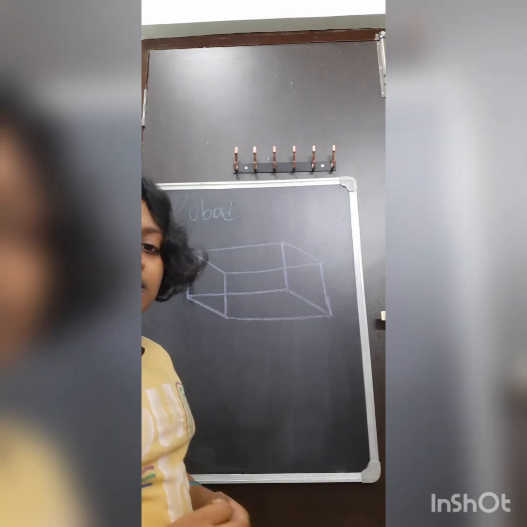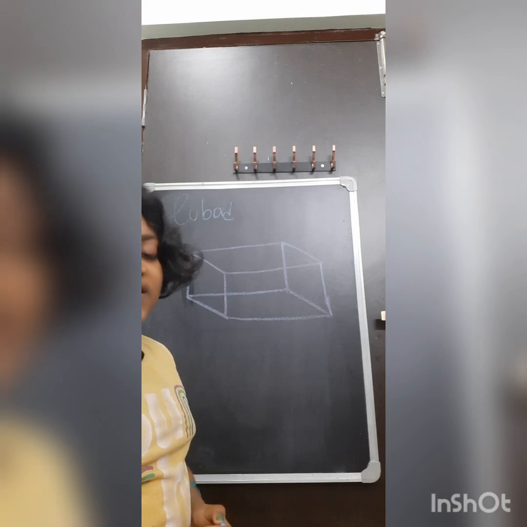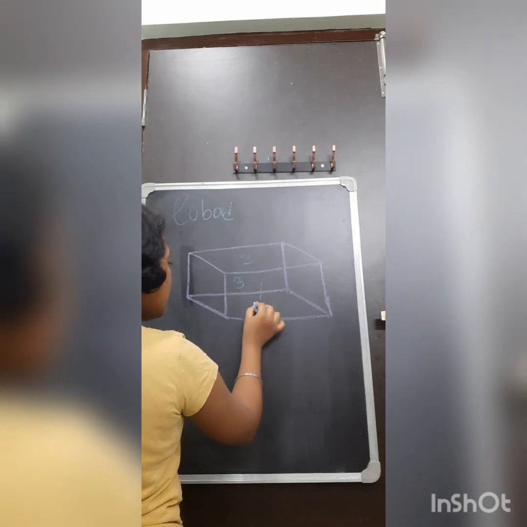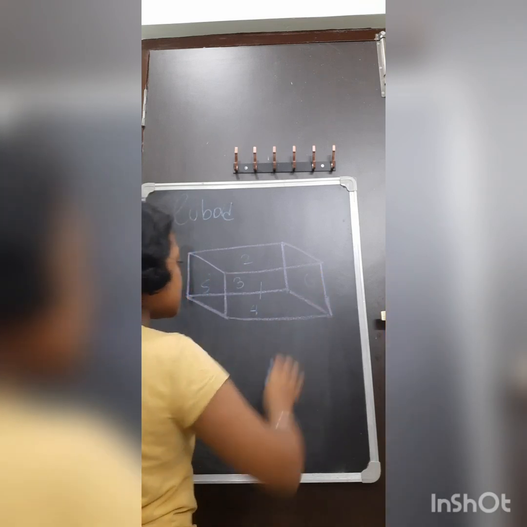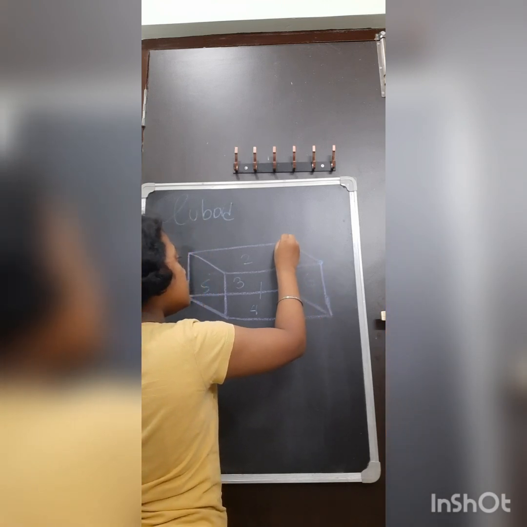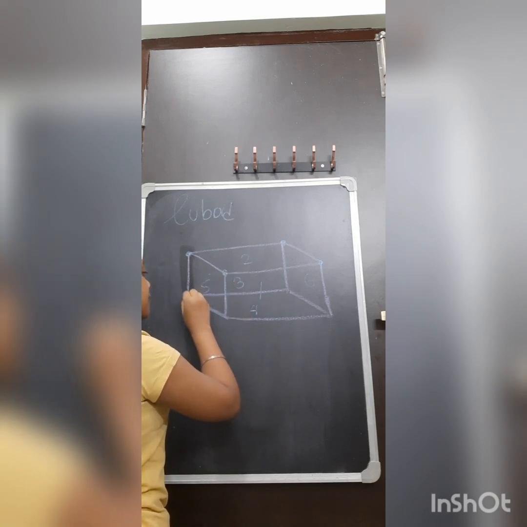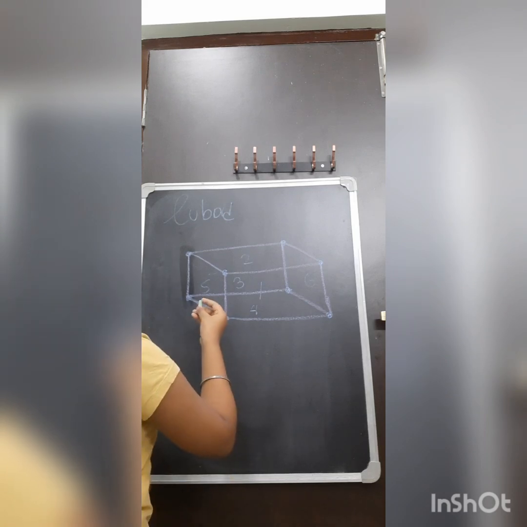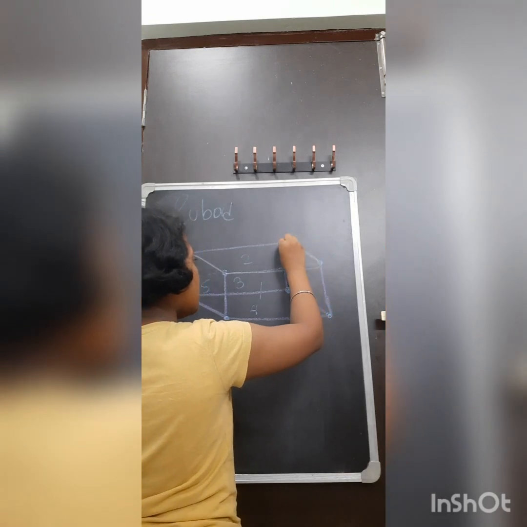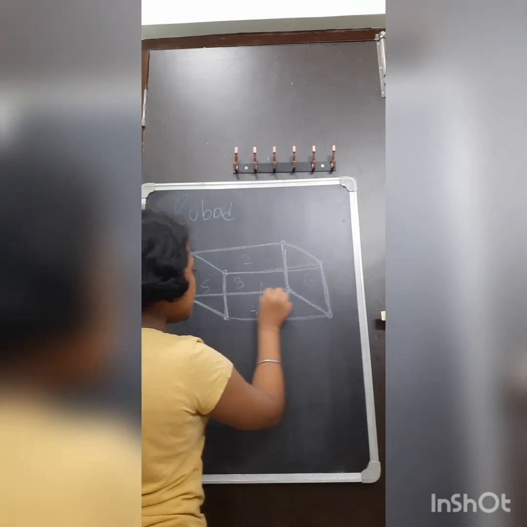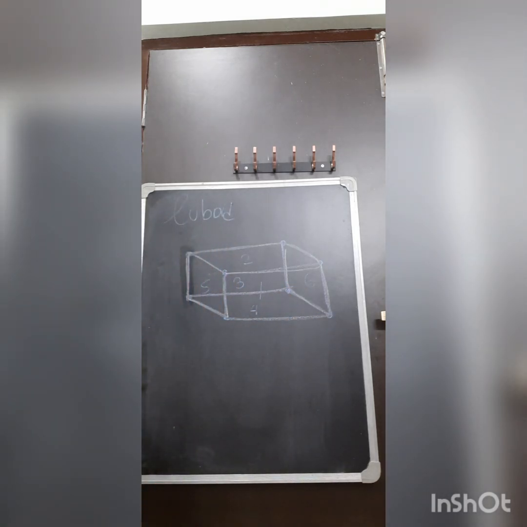As a cube had 6 faces, 8 vertices and 12 edges, in the same way cuboid even has 6 faces: 1, 2, 3 at the back, 4 at the bottom, 5 side, 6 other side. So 6 faces, 8 vertices, 1, 2, 3, 4, 5, 6, 7, 8, and 12 edges, 1, 2, 3, 4, 5, 6, 7, 8, 9, 10, 11, and 12. So, cuboid has 6 faces, 8 vertices and 12 edges.